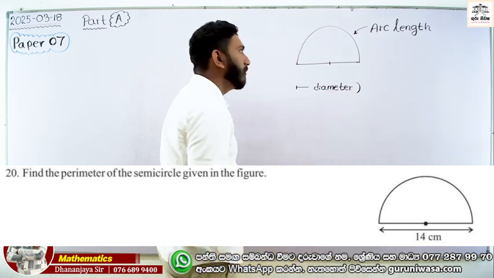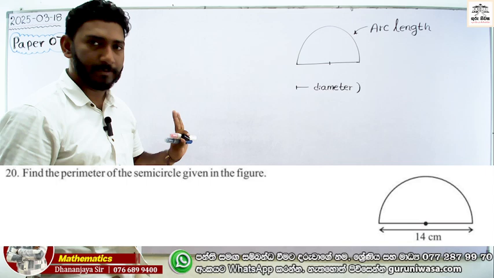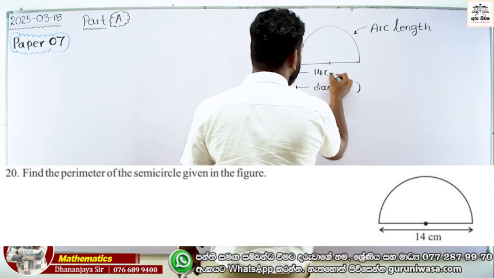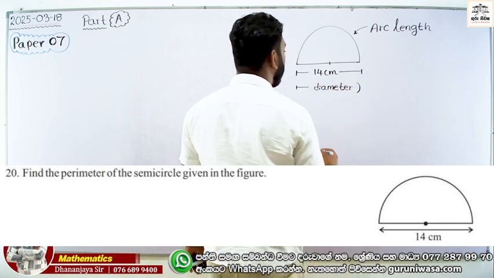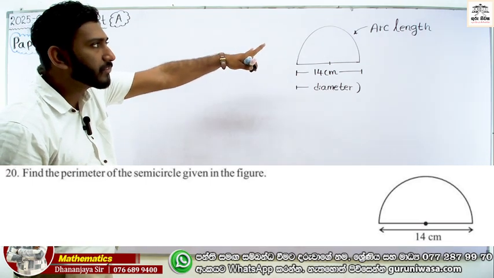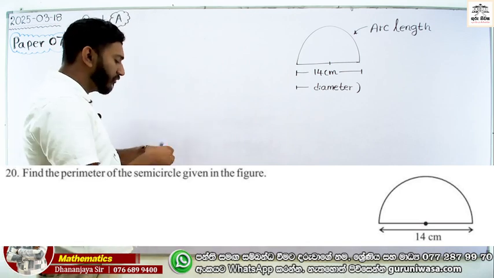Therefore, the perimeter should be the sum of all the lengths around the figure. Therefore, arc length plus diameter, right? This was very easy. The diameter is 14 cm, right? The question is to find the perimeter. Now, the problem is we don't know the value of the arc length. Firstly, you need to find the arc length.